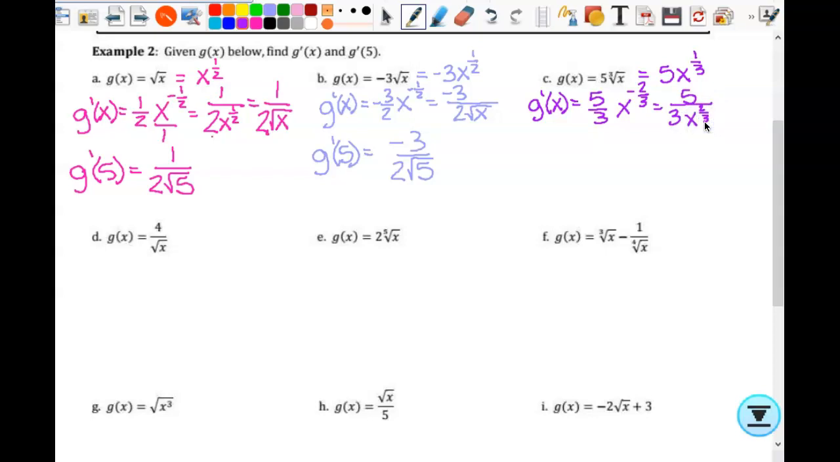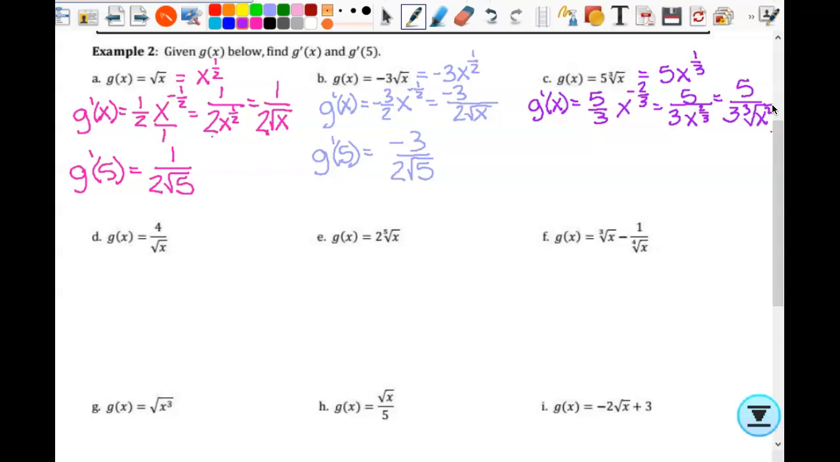But I need to rewrite that in root form. How do I write 2/3 power as roots? Cube root, so this is like 2 times 1/3, right? And if there was just a 2, that'd be squared. If it's just a 1/3, it'd be the cube root, right? So that means that this is going to give me 5 over 3 times the cube root of x squared. Separate the fraction from the numerator, and then you can get your root and your squared. Okay? We okay with that?